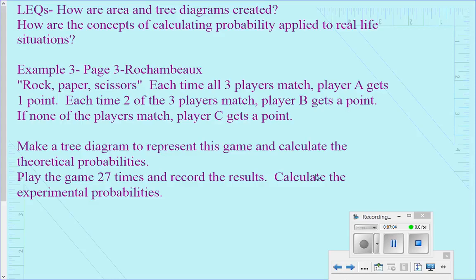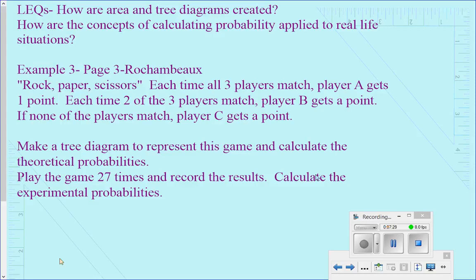Hopefully you're realizing before we've even done any math, it seems to me that 2 out of the 3 matching is going to happen the most often, okay, because it's harder to get all different or all the same. So if you could choose, you probably want to choose player B, because it seems like that would occur the most often. And again, we haven't even done any math yet, but that's just using some common sense.